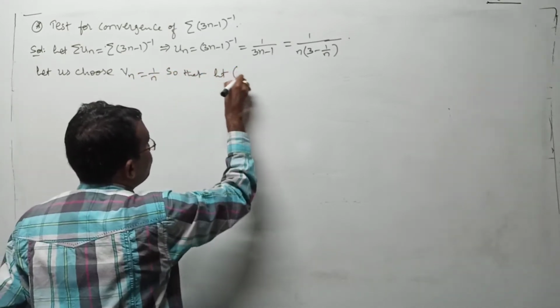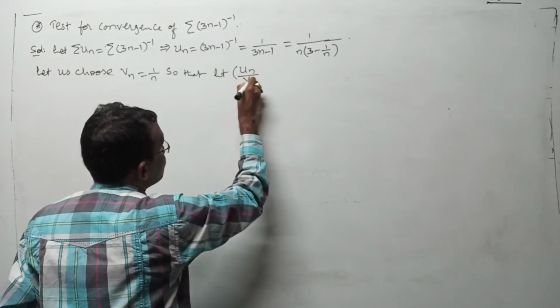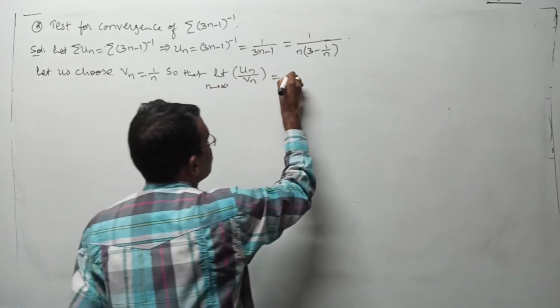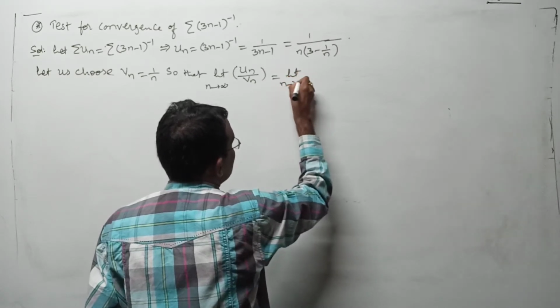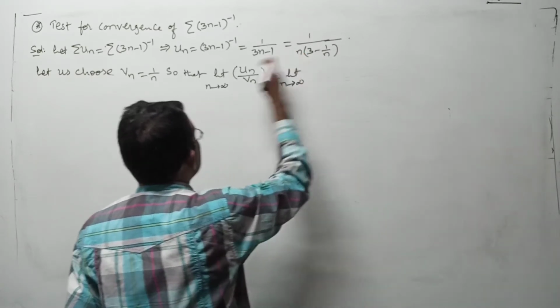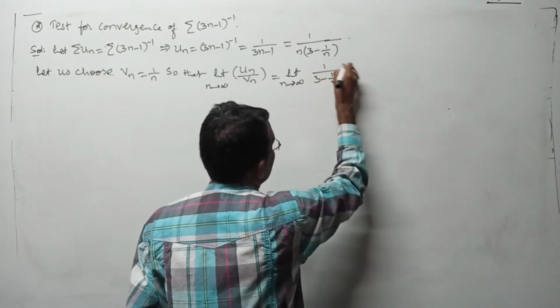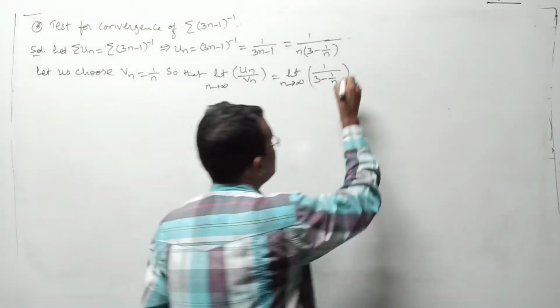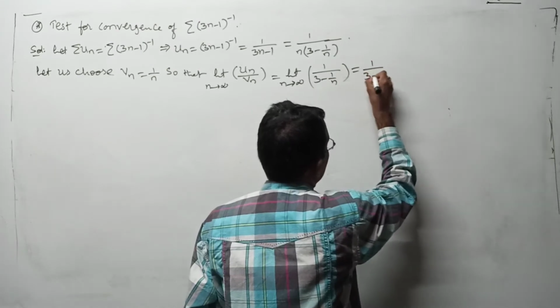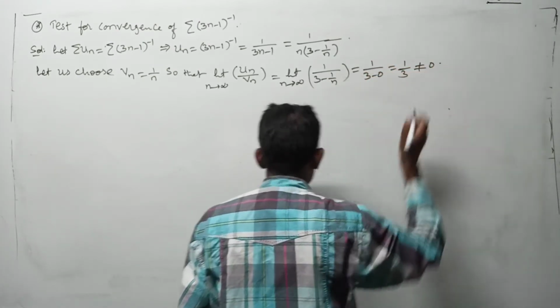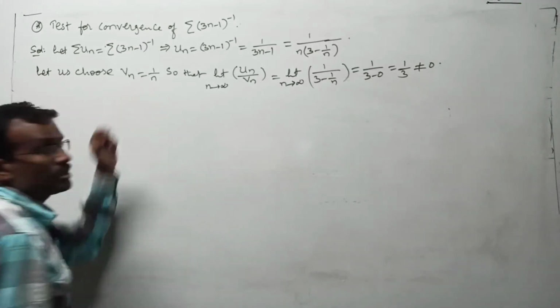So that limit Un by Vn as n tends to infinity is equal to limit as n tends to infinity, Un by Vn means n gets cancelled, it should be 1 by (3 minus 1 by n). It is 1 by (3 minus 0), 1 by 3, which is a non-zero real number. So this selection is correct.